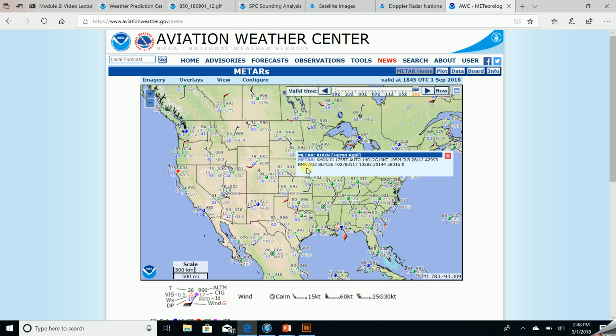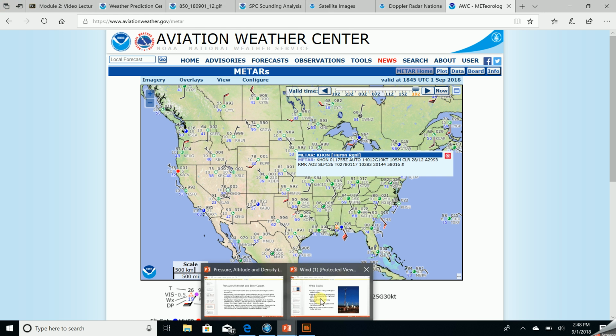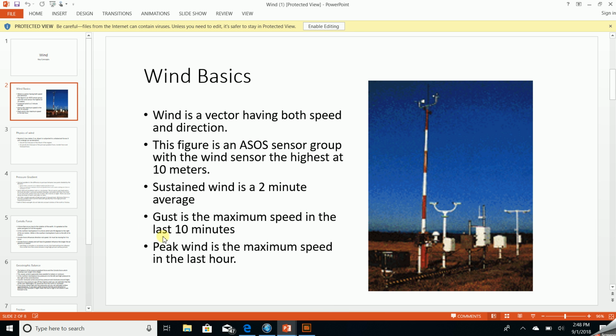Now, if there's been a peak wind, highest wind over 25 knots in the last hour, it's going to show up down below there. So we know, because we don't see it here, there's no 25 knot wind going on at Huron today at this time. So that's how you read the wind in and out when you're looking at the METARs.